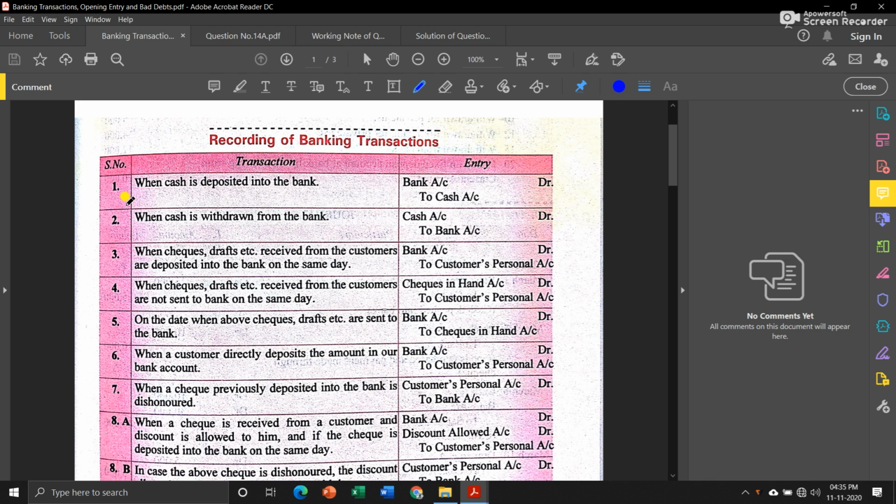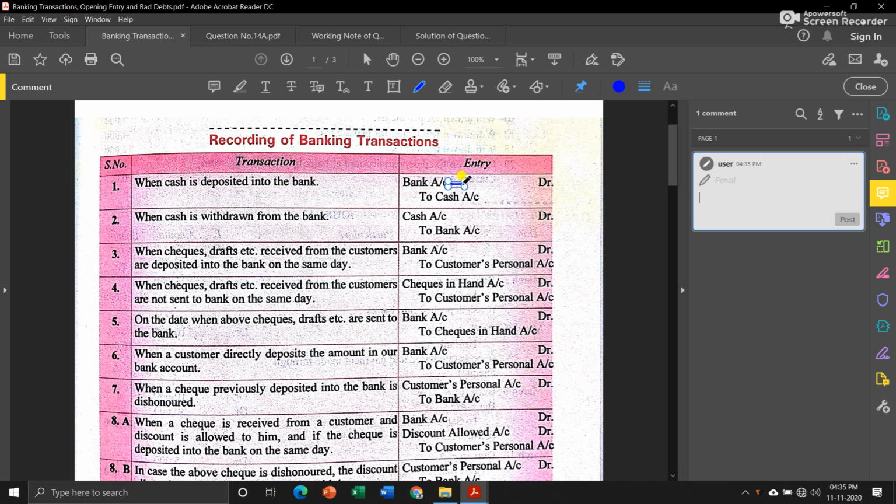Okay, now serial number 1, when cash is deposited into bank, that means we took out some cash from our business and we have deposited it into bank. In that case, since bank is the receiver of money, we will debit bank account, and obviously cash is going out from our business and it is going into our bank account, so cash will be credited.